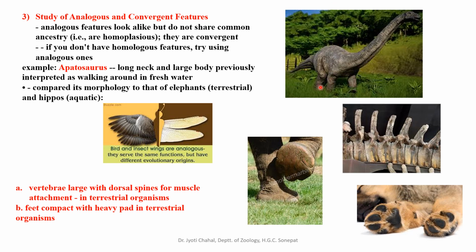And one more example is of Apatosaurus. This organism is an Apatosaurus. You can see its long neck. What is the function of this long neck? It was predicted previously that the long neck and large body would help in walking around in fresh water. Its long neck would keep its mouth out of the water always for breathing purposes. And this was predicted by comparing its morphology to that of elephants, that they keep their trunk out of the water, and because they are terrestrial, and these organisms are also reptiles, so these are also terrestrial.